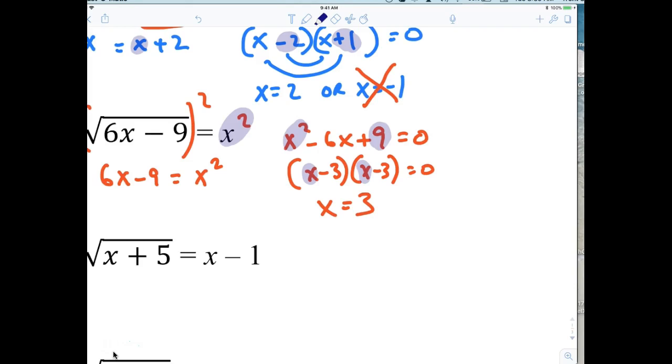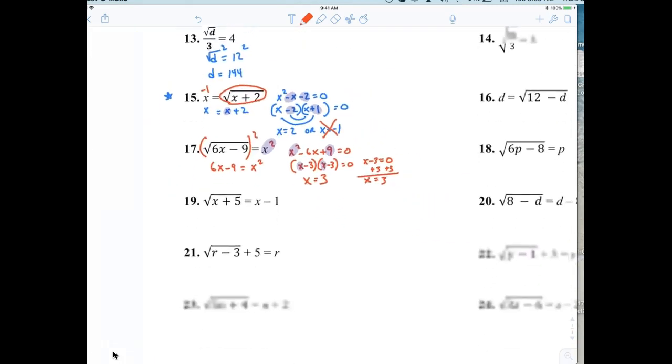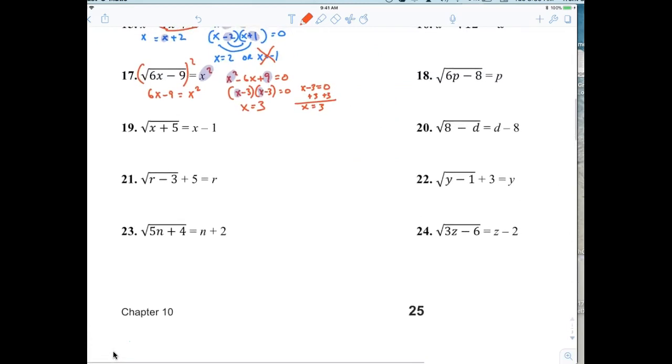Good for you. Why would it not be negative 3? Because remember, good question, I skip a step. It's x minus 3 equals 0.